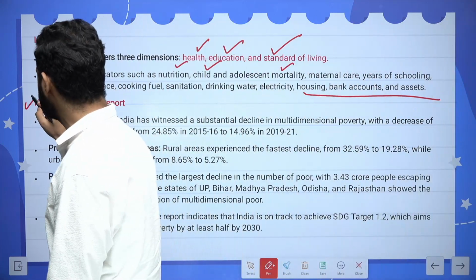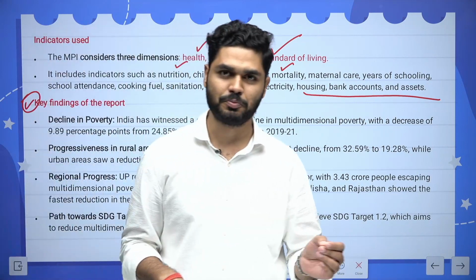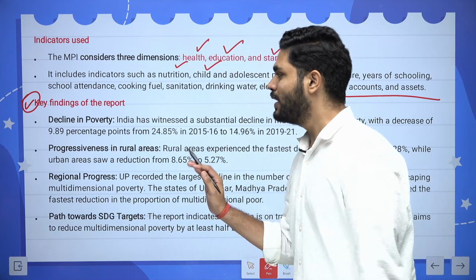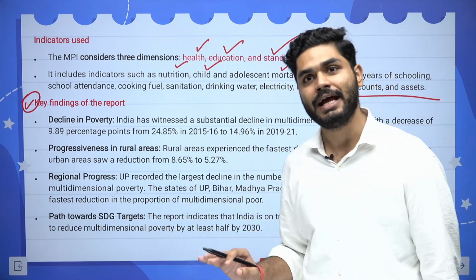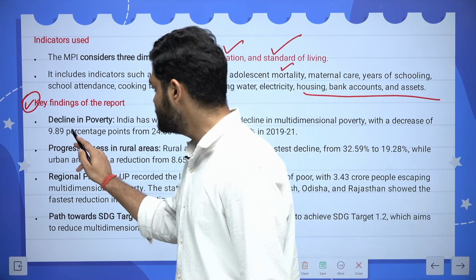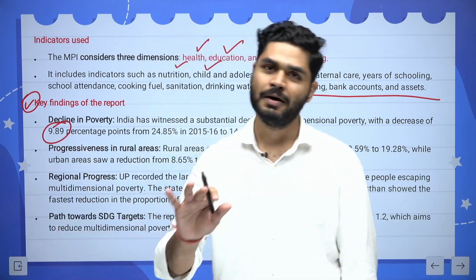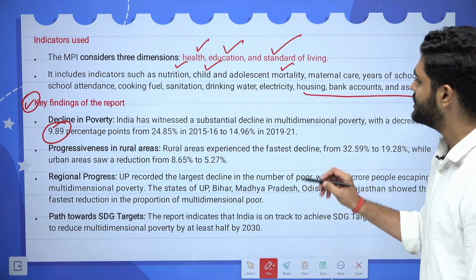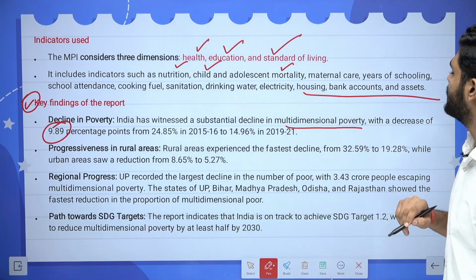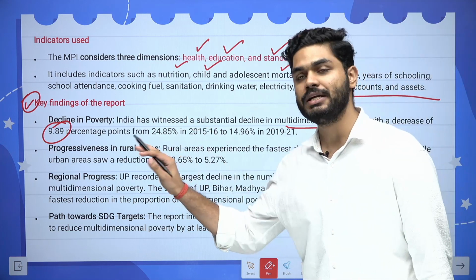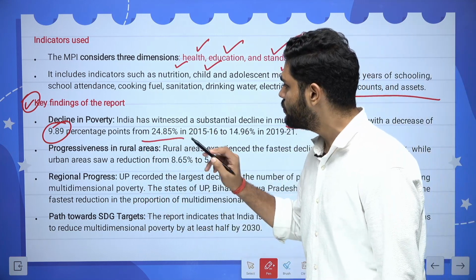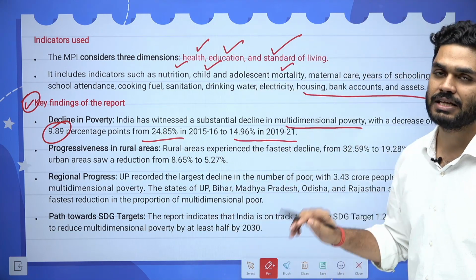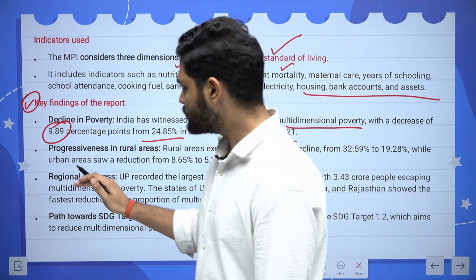Now, the key findings of this report. Let us discuss the key findings of this report. Why has this report been discussed so widely? So, one is the decline in poverty, and the decline is quite significant. In percentage terms, it is 9.89%. It's a big number, okay? In the last 5 years, India has witnessed a substantial decline in multidimensional poverty, with a decrease of 9.89 percentage points, from 24.85 in 2015-16 to 14.96 in 2019-21. Okay. So this is the decline.